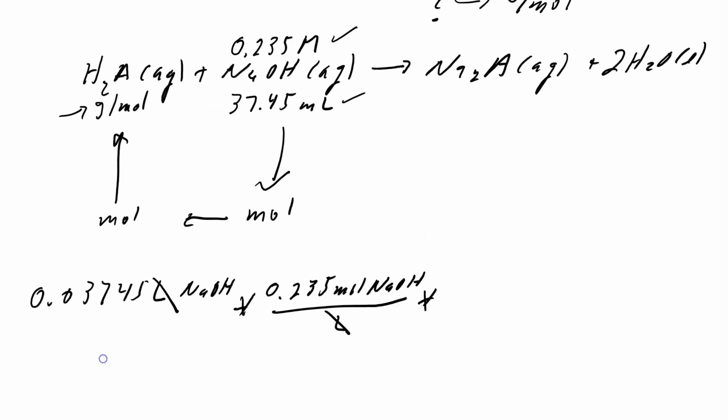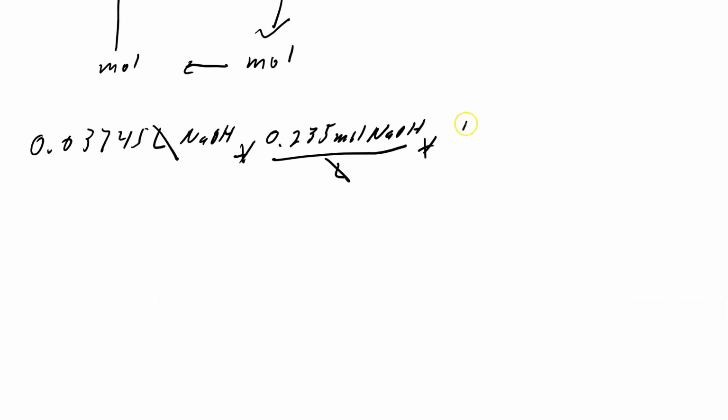Now I need to convert that to moles of my diprotic acid. Please note that we lost our coefficient here. We did have a 2 there. I don't know why it went away. 2 moles of sodium hydroxide needs 1 mole of the diprotic acid. So I'm going to multiply this by 1 mole of H2A for every 2 moles of sodium hydroxide. Moles of sodium hydroxide cancel. I now have moles of our diprotic acid.